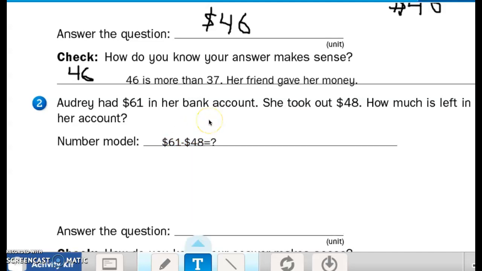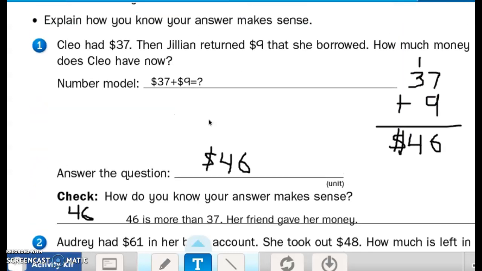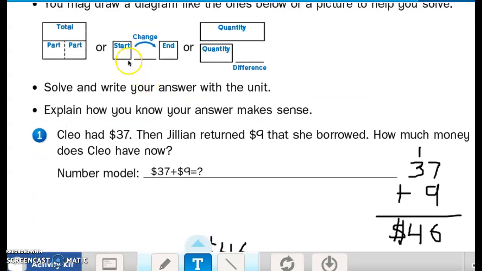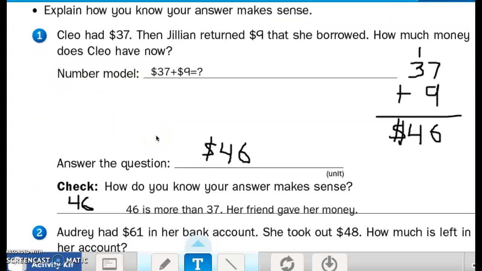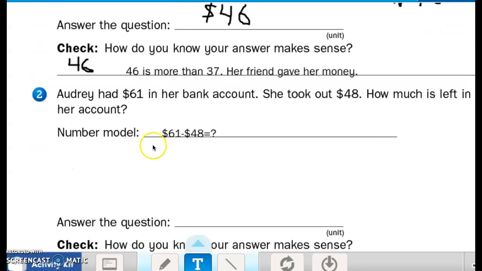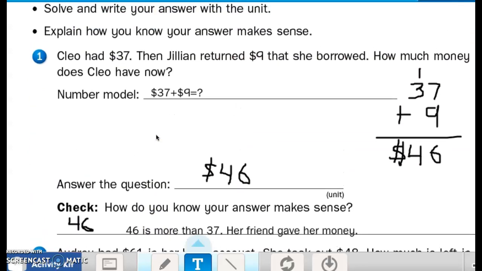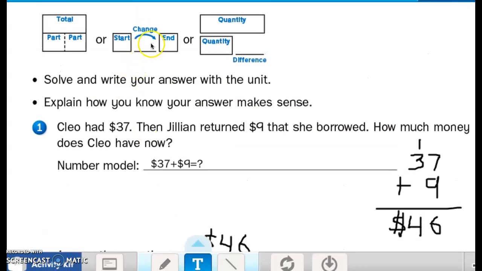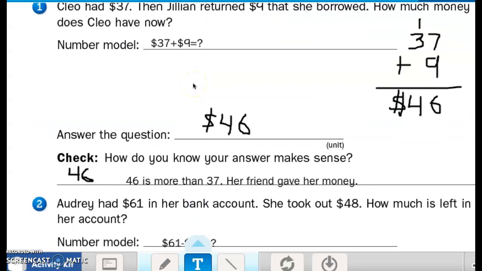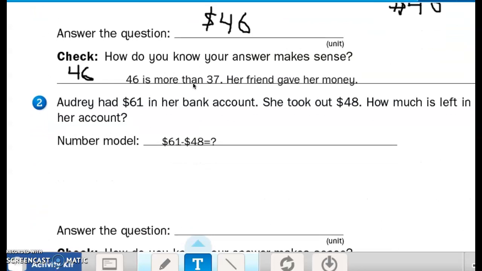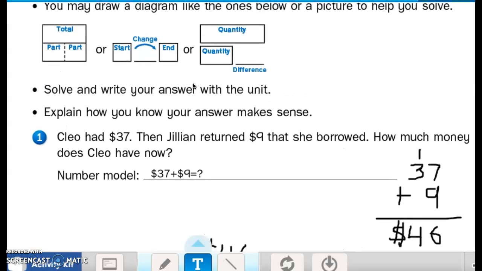And so as we look at the diagrams up here, I would think, okay, I started with what? I started with 61, and I took out 48. So I started with 61, I took out 48. What do I end up with? I would probably use this one right here.